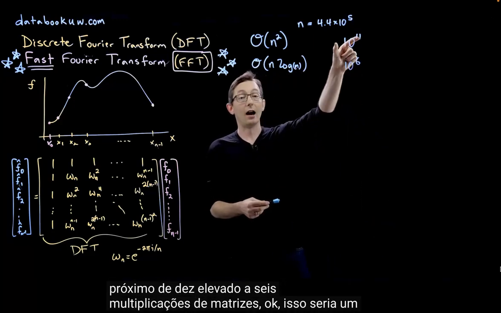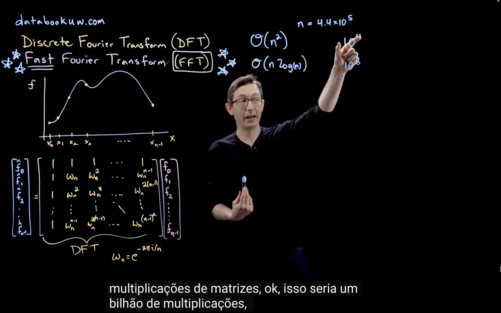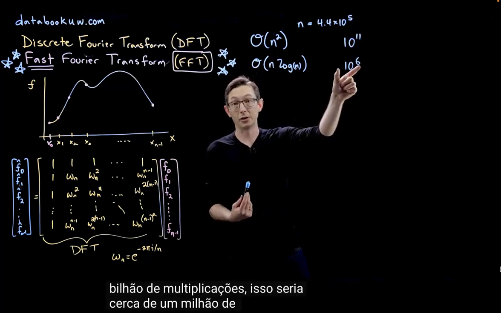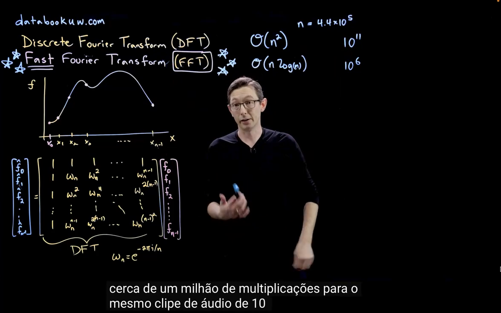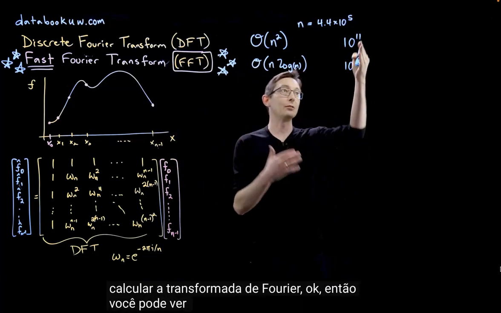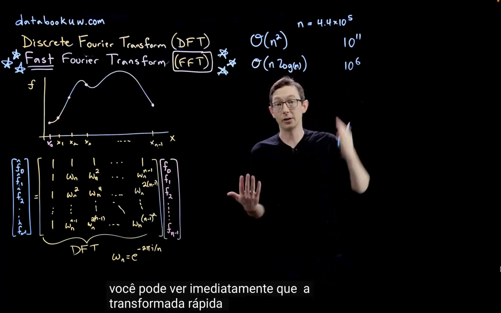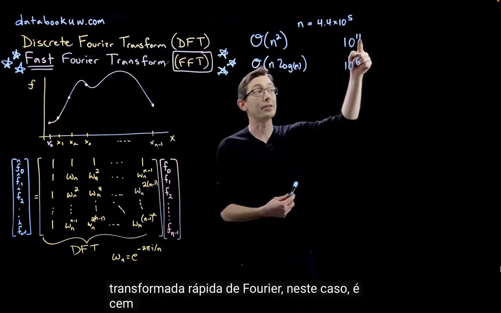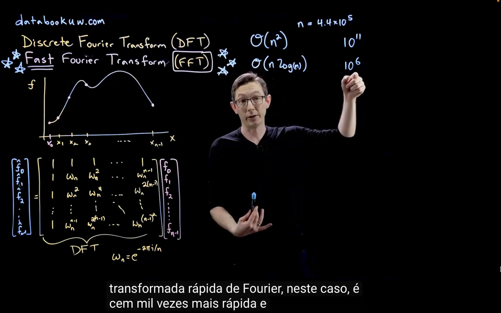Okay, this would be 100 billion multiplications. This would be about 1 million multiplications for the exact same 10-second audio clip just to compute the Fourier transform. So you can see right off the bat that the fast Fourier transform in this case is about 100,000 times faster and more efficient.